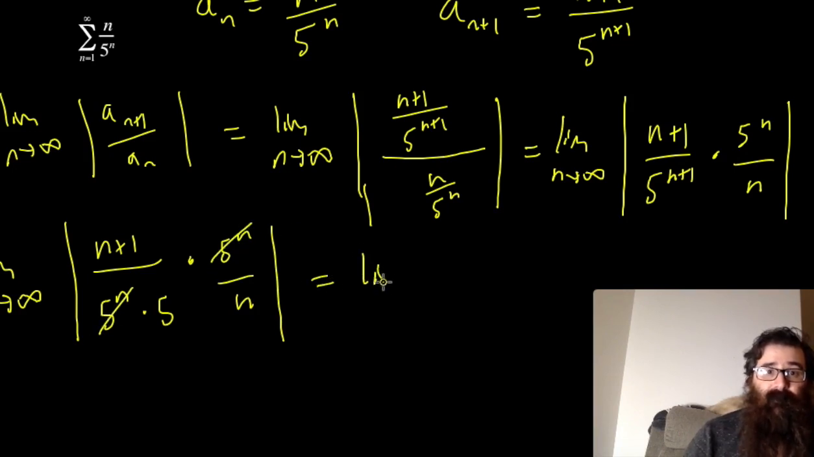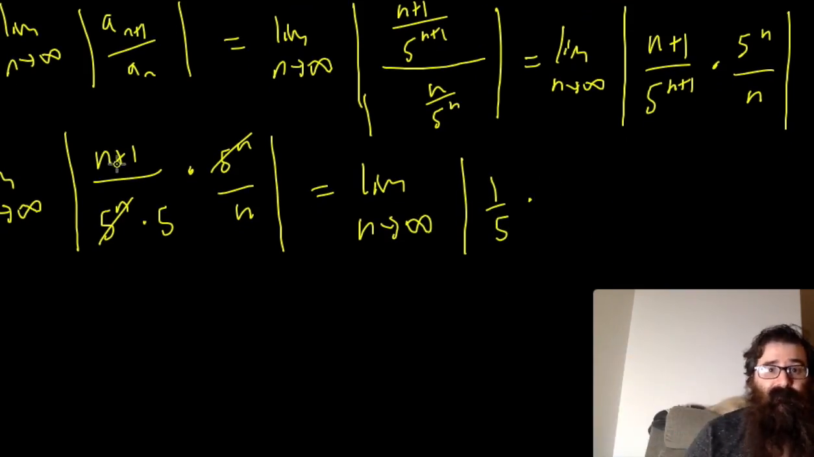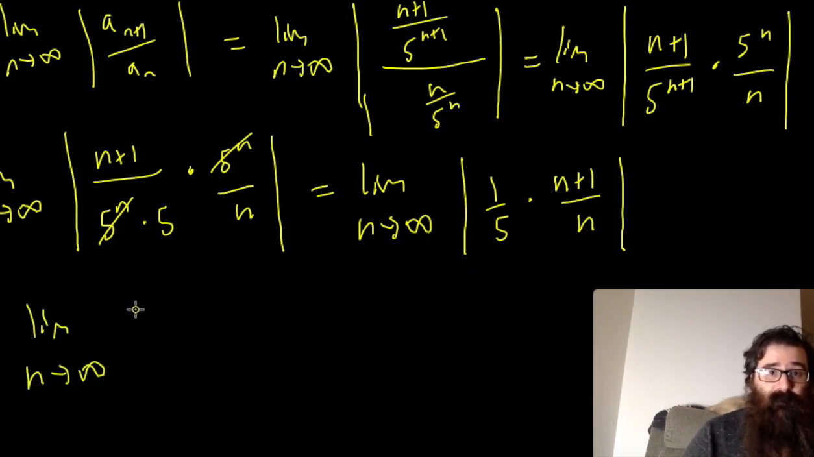And I'm left with the limit as n goes to infinity of the absolute value of 1/5, which I'm just going to bring out in front a bit, but still inside the absolute value. I can actually bring it outside of the absolute value since it's positive, times n plus 1 over n. That's what I'm going to focus on the most. And here I can actually just work with this algebraically by splitting up the fraction. So we'll say, yeah, let's do this. Limit as n goes to infinity.